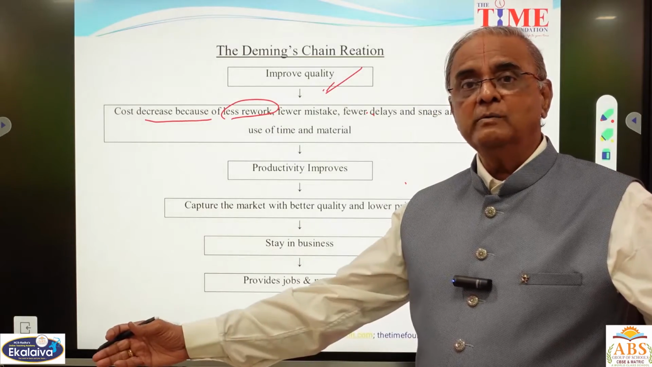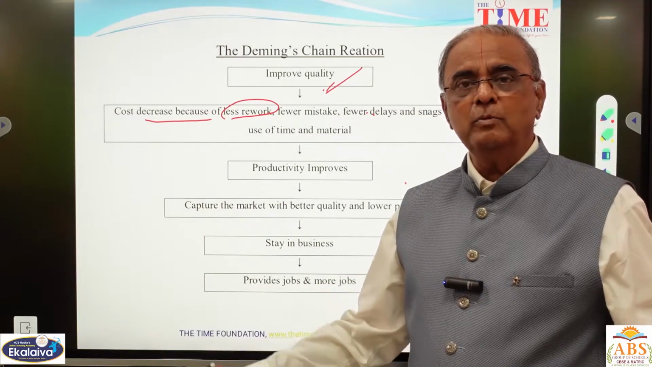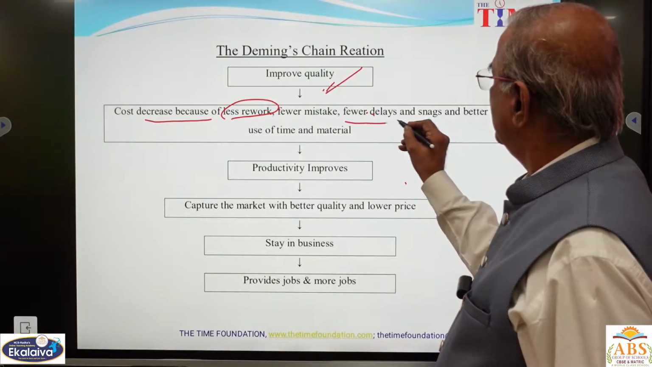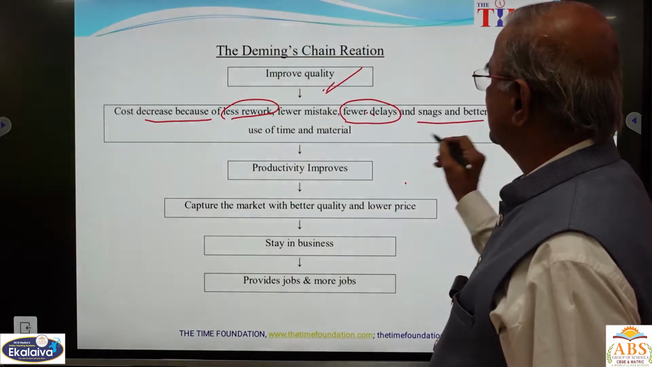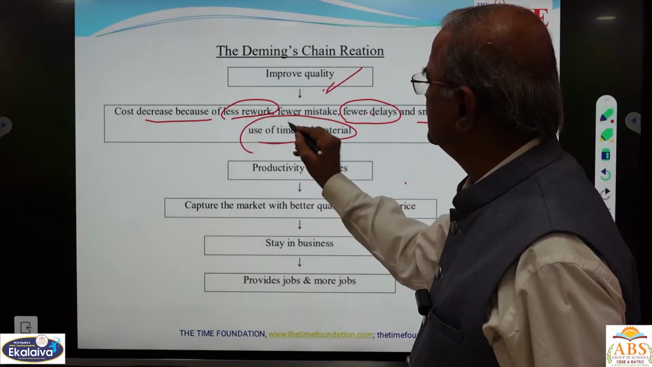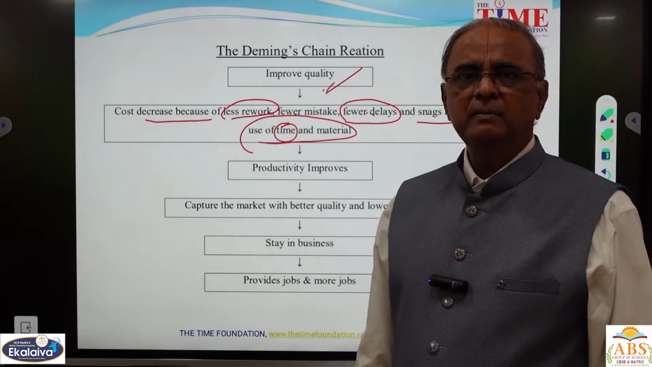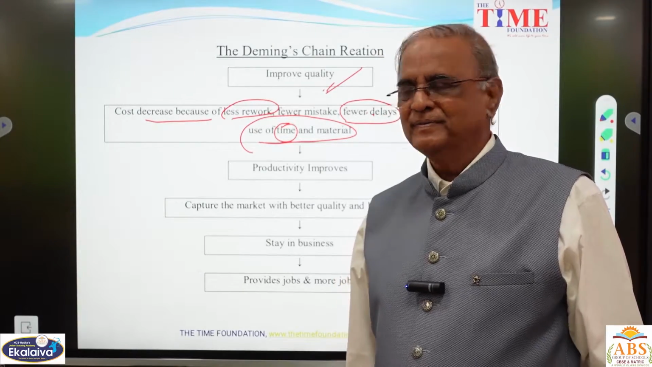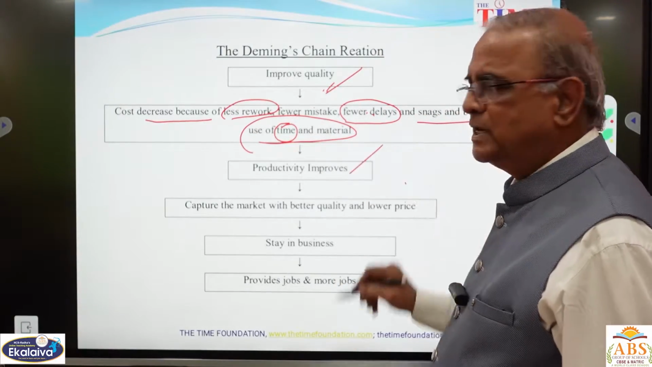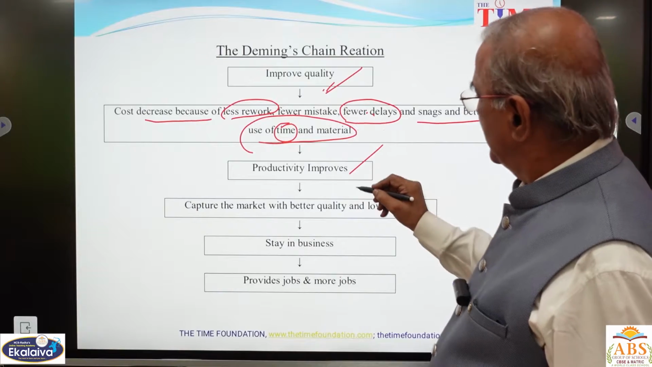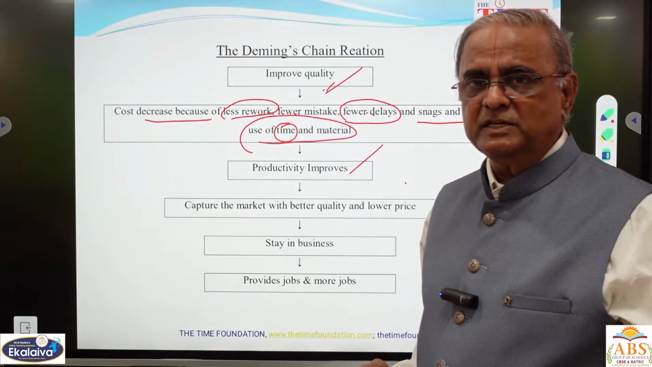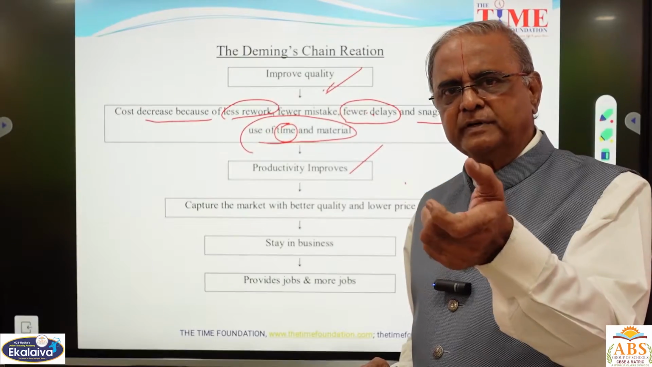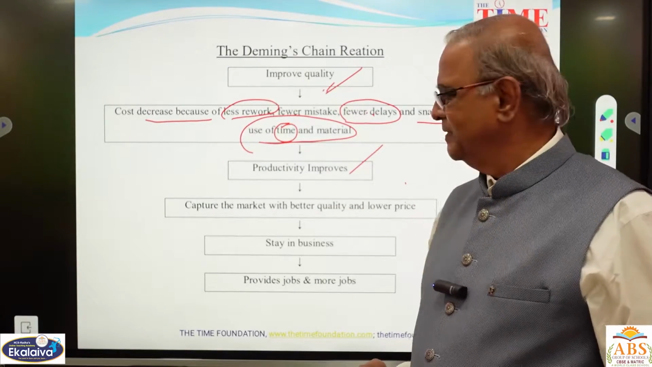It is not how many hours the student has studied or how many hours the teacher has taught. Fewer delays and snags and better use of time and material. This is very, very important. Time and material. Are we using all the material in a school? And productivity improves. See, production is different, productivity is different. Productivity is output per unit of time.